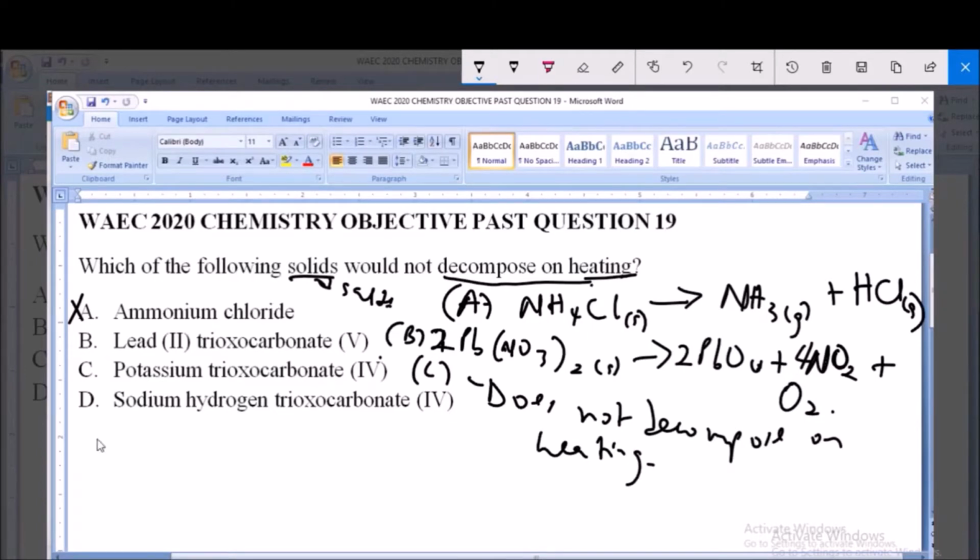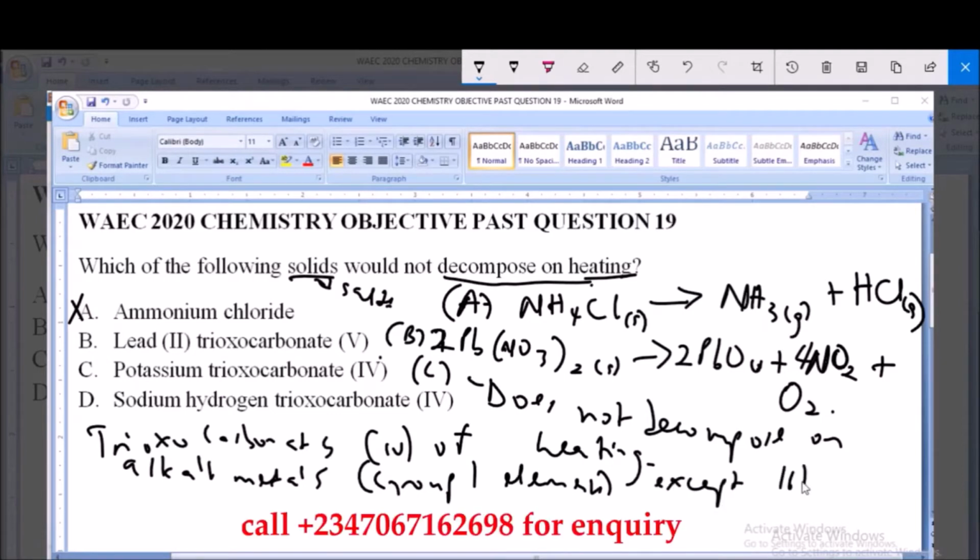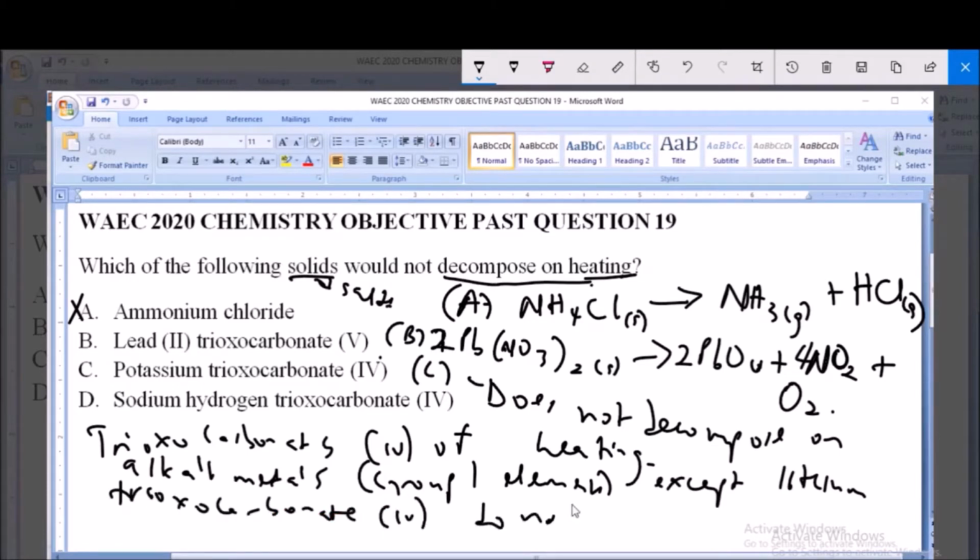Now this is based on the fact that trioxocarbonate 4 of alkali metals, that is group 1 elements, except for lithium trioxocarbonate 4, do not decompose on heating. So we have seen why this isn't the answer, so we have picked this out as the one that does not decompose.